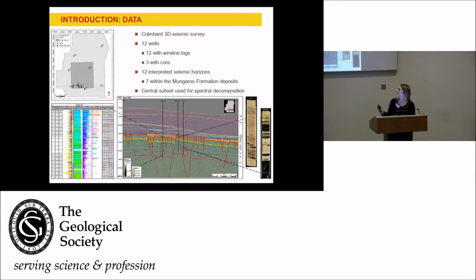My data set comprised a 3D seismic survey and 12 wells. The location map on the top left shows the location of the wells within the seismic survey, and 3 of those wells had core. The shaded box within the survey extent is the area I used for my more focused spectral decomposition study. I interpreted 12 seismic horizons within the survey, and the bottom 7 of those are within the Mungaroo Formation.